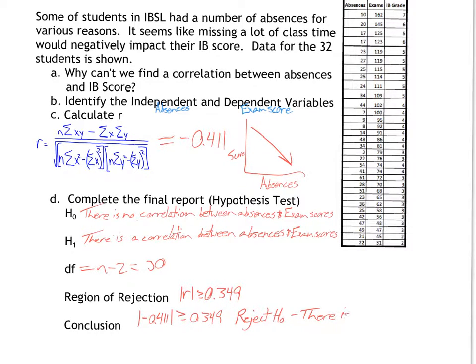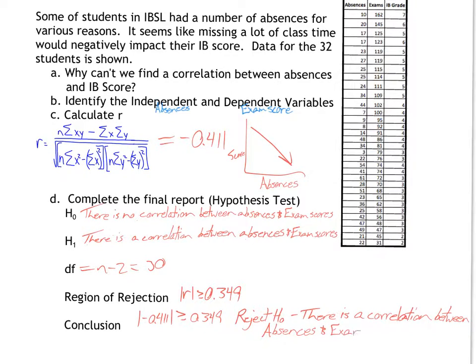And so the region of rejection is given to us in the previous slide. You're going to have to pick it out of the table based on the degrees of freedom. So we look at that table, number 32 or 30. 30. We go to 30 and we pick that number. So we would say that there is a correlation between absences and the exam score. So that's our conclusion.